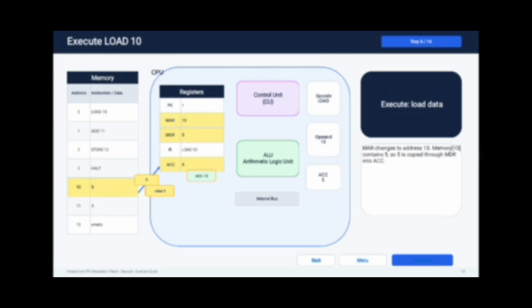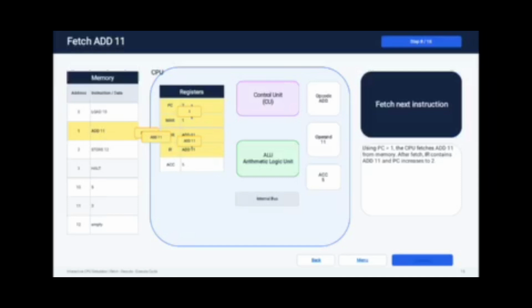The control unit identifies that the operation is load and the address is 10. This means the CPU understands that it needs to get the value from memory address 10 and place it into the accumulator. In simple words, fetch means getting the instruction while decode means understanding the instruction.